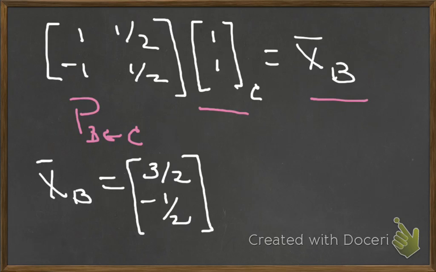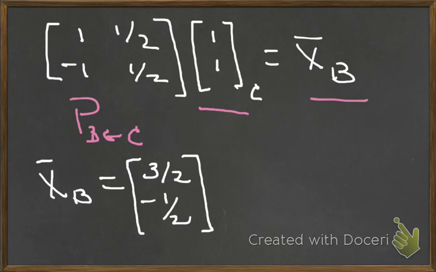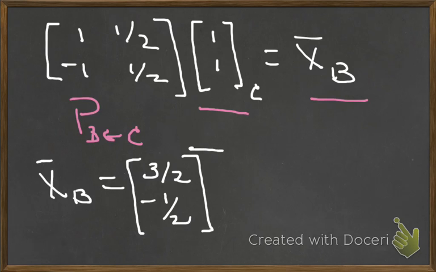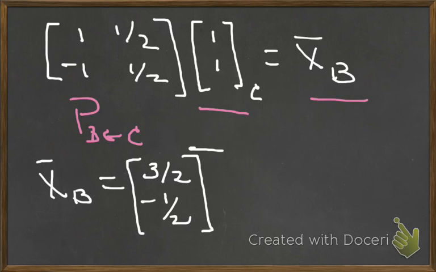Okay. So what does that mean? I was going to copy something over to the other side, but it's giving me a hard time, so I'm just going to write it. That's 3/2 and -1/2. So x written in terms of B is (3/2, -1/2).